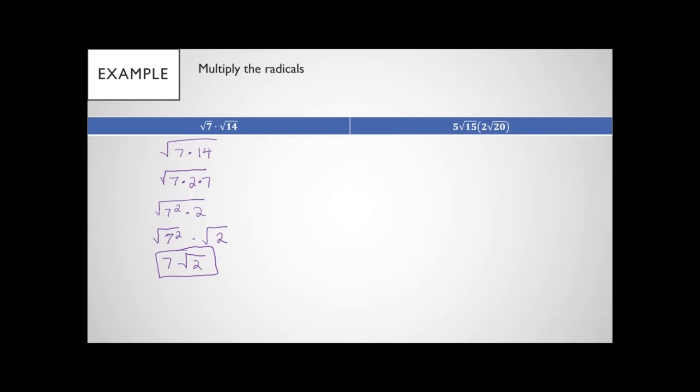I'm going to do something very similar with the example on the right. We have 5 times the square root of 15 times 2 times the square root of 20. So I can rewrite this so that I can put the whole numbers together and then I can put the square roots together.